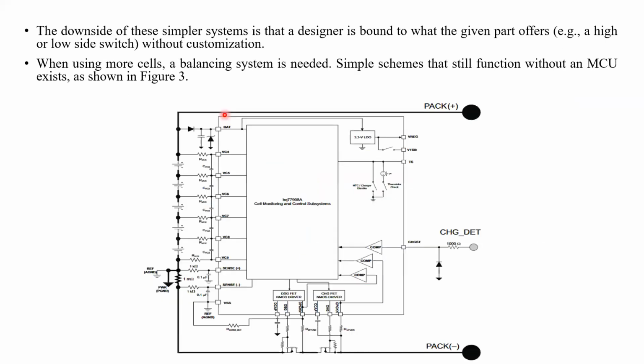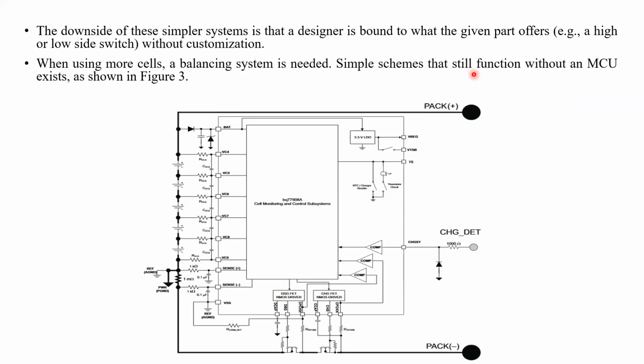Here we can see that in these simpler systems, a designer is bound to what the given parts offer, a high or low side switch without customization. When we are using more cells, a balancing system is needed.